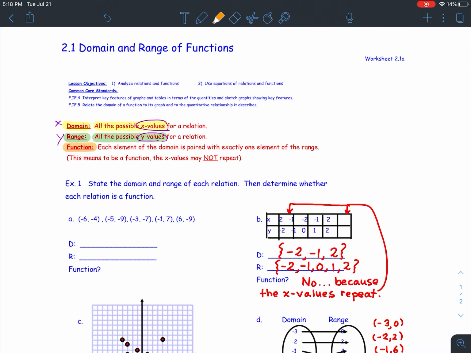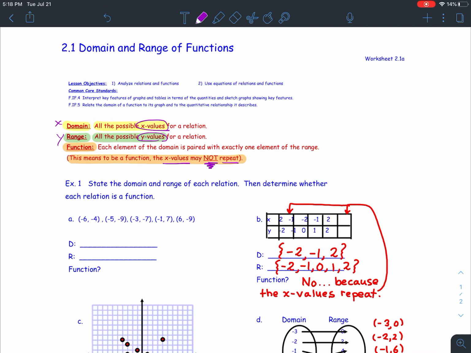The formal definition from a math textbook talks about how each element of your domain, that would be all the x's, is paired up with exactly one element of the range, that's the y. And sometimes when students read that sentence, it's a little confusing to them. So if we were to put this in very, very simple terms, for something to be a function, the x values are not allowed to repeat themselves, okay?